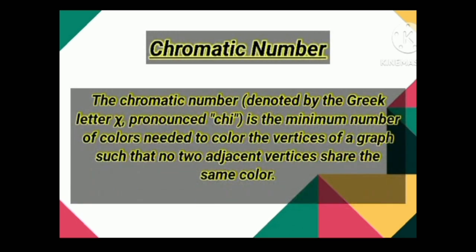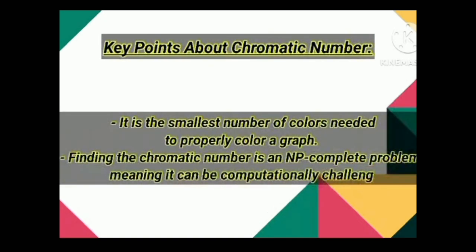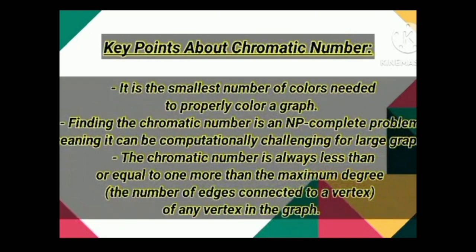The chromatic number is a critical measure of a graph's complexity in terms of coloring. The fewer the colors required, the simpler the graph is to color. Finding the chromatic number is a challenging problem in many cases and is central to many optimization algorithms in graph theory.